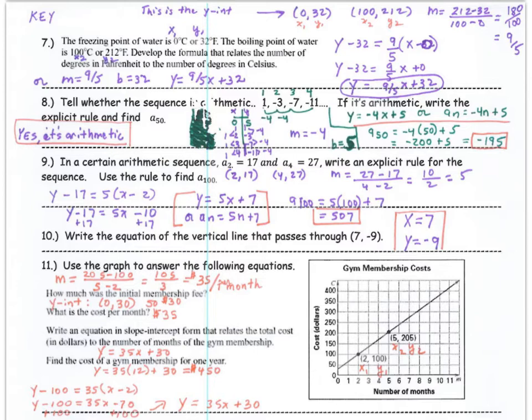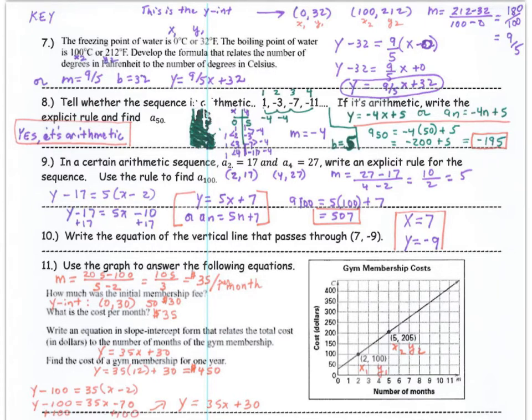Okay, so number 7 wants us to write an equation for this problem, and the information they give us says the freezing point of water is 0 degrees Celsius or 32 degrees Fahrenheit. The boiling point of water is 100 degrees Celsius or 212 degrees Fahrenheit. It wants you to write a formula, which would be an equation, that relates Fahrenheit to Celsius.